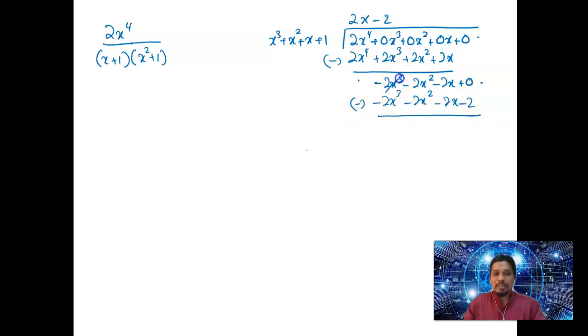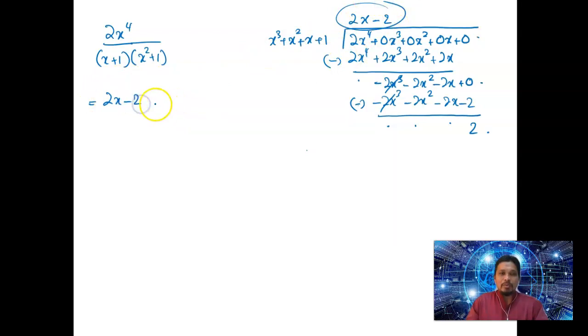Okay, so this one here is clear. Negative times negative is positive, so negative 2 plus 2 is clear. Negative multiplied by negative equals positive, so negative 2x plus 2x is clear, and 0, negative positive plus 2. Okay, so then here now, this is the one.